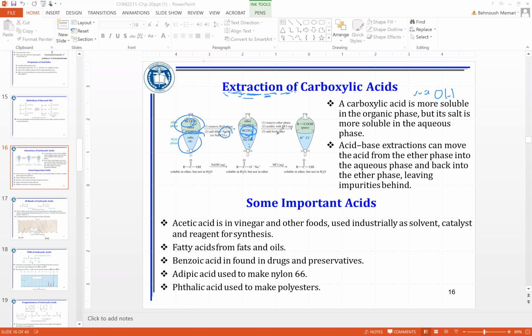But if you add HCl to the salt of the acid, it's going to regenerate the carboxylic acid, and it would be insoluble, so you can actually recover the carboxylic acid.